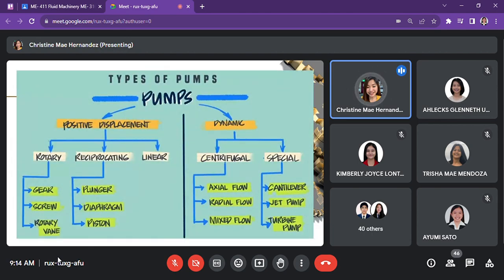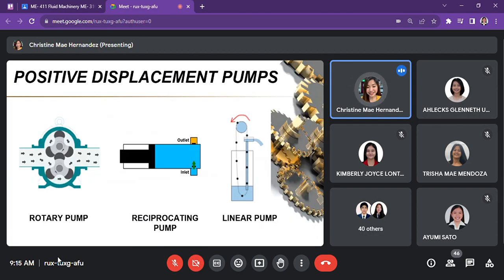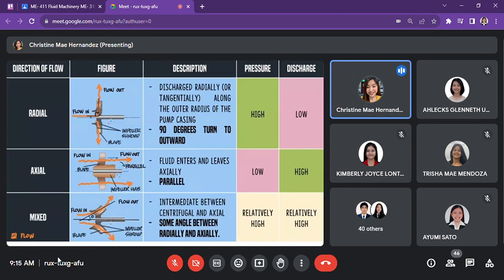The impeller passes on velocity from the motor to the liquid, which moves the fluid to the discharge port. So ito naman, it produces flow by creating a pressure. Ito yung sa centrifugal, direction of flow. Alam nyo na to: radial, axial, and mixed.